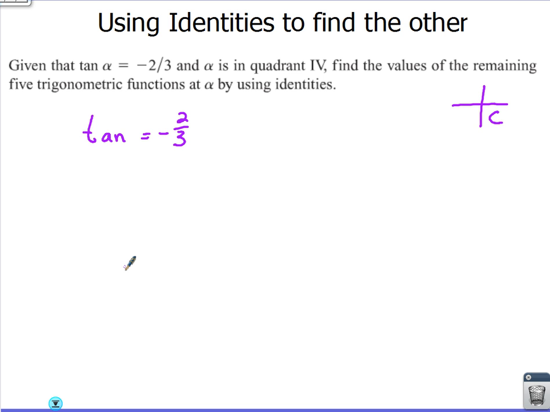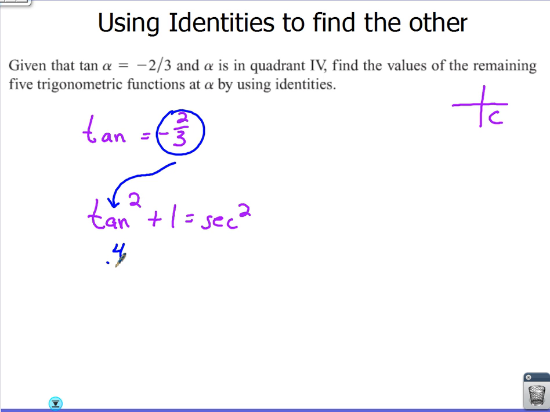What was that other identity involving tangent? Tangent squared plus 1 equals... what was it? The Pythagorean identity. So what we can do is take this tangent answer and go to secant. That makes sense. We have a relationship between tangent and secant here. Since tangent is negative 2/3, just plug it in right here. So you have negative 2/3 squared, which is 4/9, plus 1 equals secant squared. Everybody good there? Solve the equation, and you've got secant now.